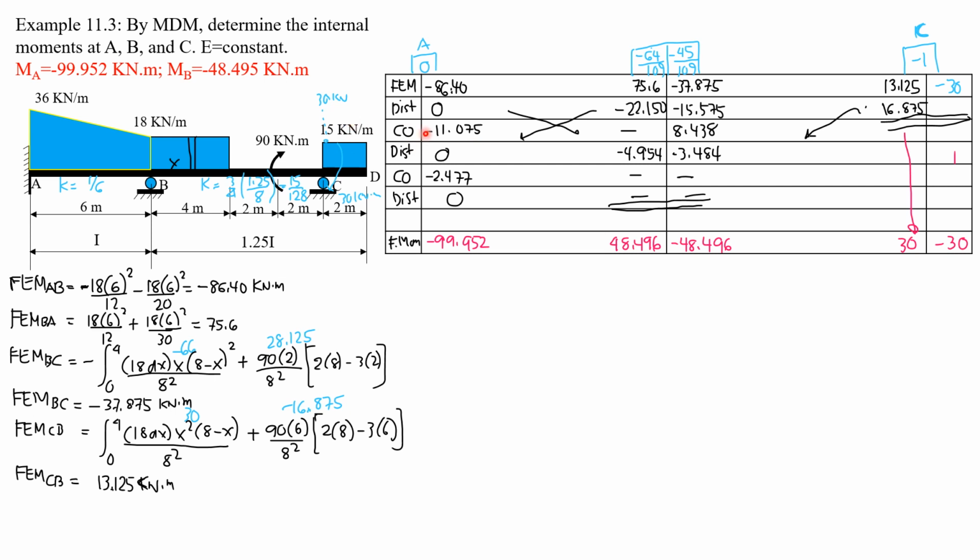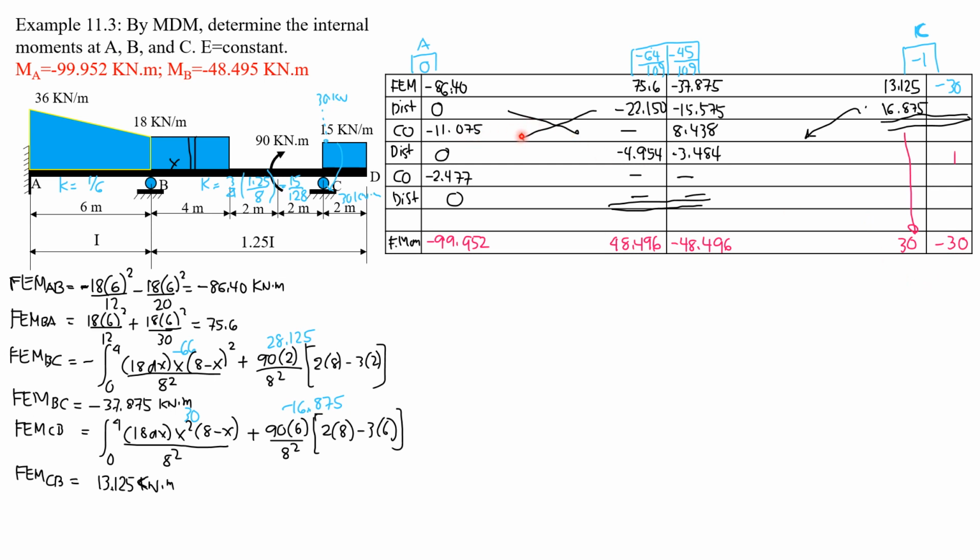Next step is we have to carry over. So half of negative 22.15, negative 11.075. Of course, half of 0 is 0 here. Then half of 16.875 is 8.438. There's no need to carry over half of negative 15.575 because this is already locked. Finally, no more moment should be carried over on that side, or we don't touch that anymore because these are the final values of moments.